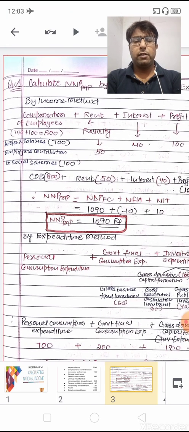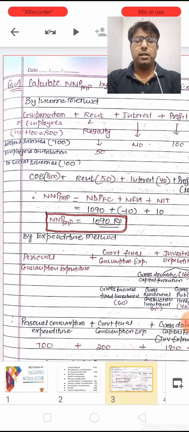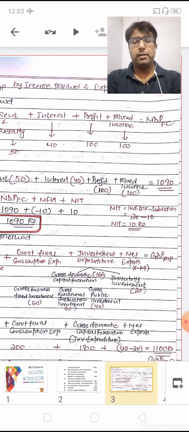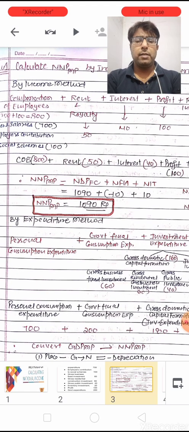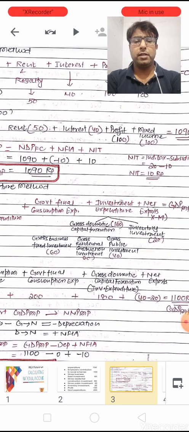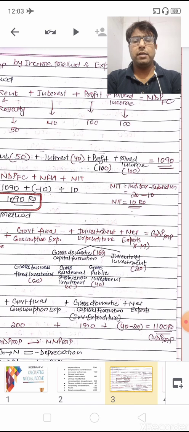Children, here the value of compensation of employees is not given to you directly, but some subhead values are given, like wages and salaries is 700, and employers' contribution to social security scheme is 100. So when we add 700 with 100, it becomes the value of compensation of employees, that is 800. Whereas rent and royalty is 50, interest is 40, profit is 100, and mixed income is also 100. So when I am adding all these values, like compensation of employees, rent, interest, profit, and mixed income, we will get the value of NDPFC, which is 1090.